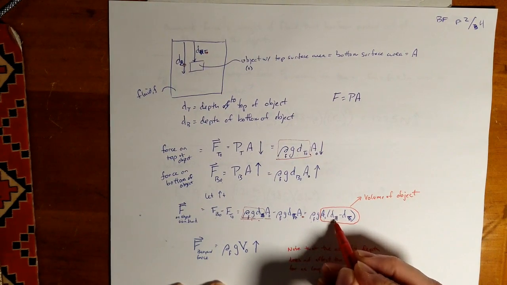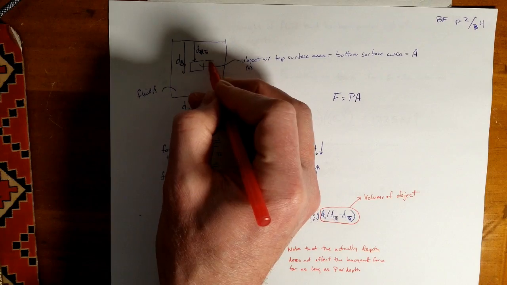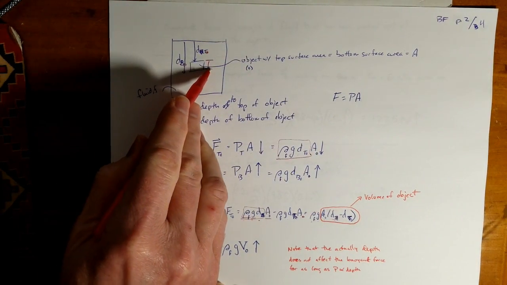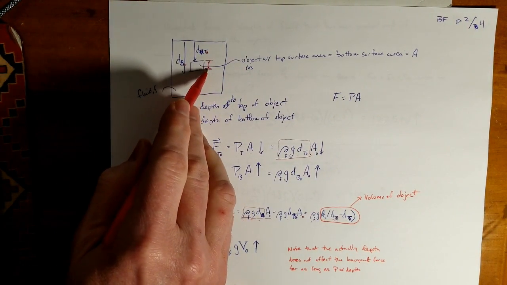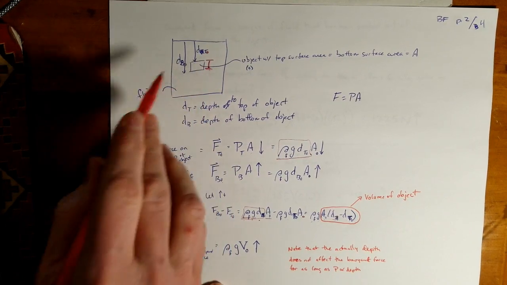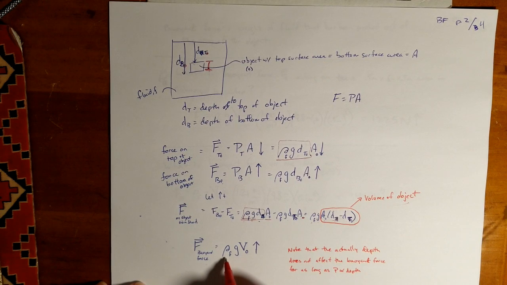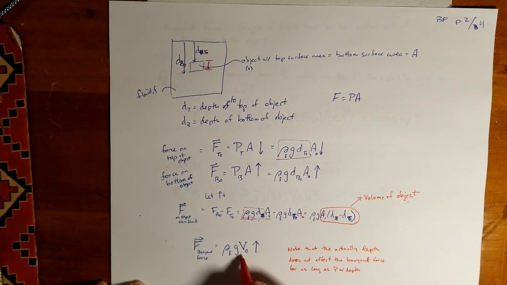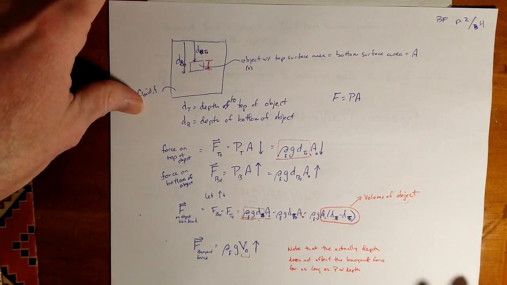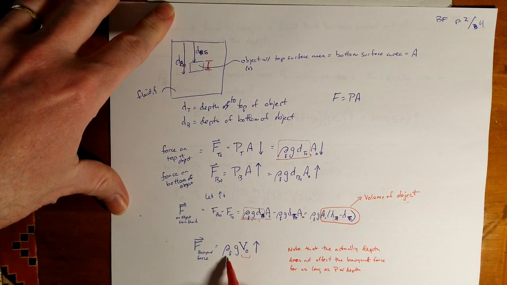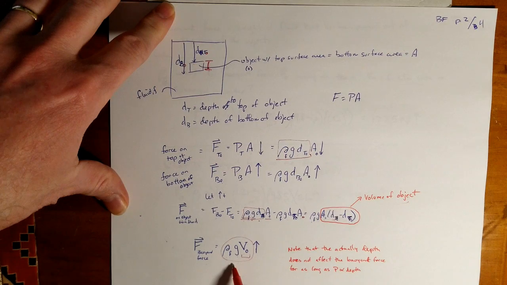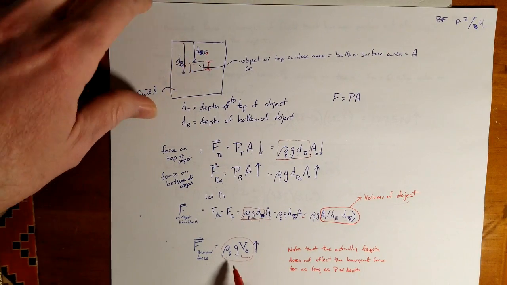That depth of bottom minus depth of top is just this distance right here, basically a height. So I have the height of the object times the area of the object. That's the volume of the object. And so the buoyant force is equal to rho_f g V, where V is the volume of the object. So what's happening here is that the buoyant force is just the weight of the water that has been pushed out of the way because that object is there.